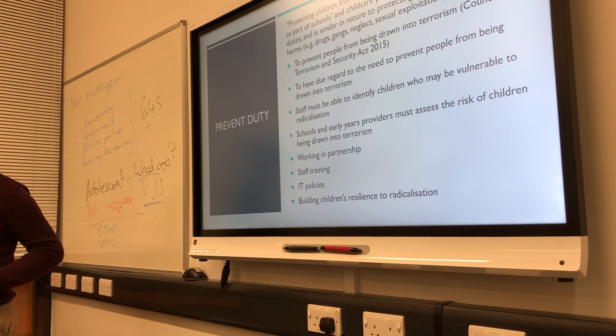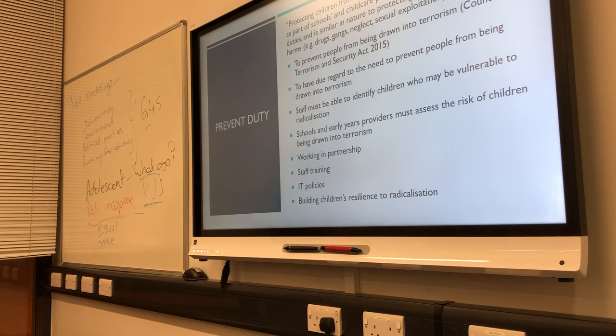IT policies, what are we talking about there? E-safety. Yes. Probably time allocation as well. And how do you build children's resilience? That's in keeping with the EYFS. How do you build children's resilience? Preparing them for happiness.